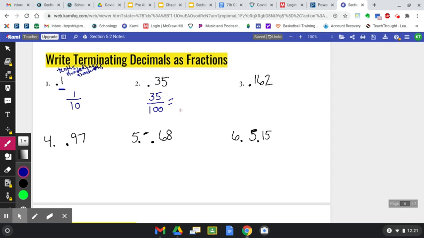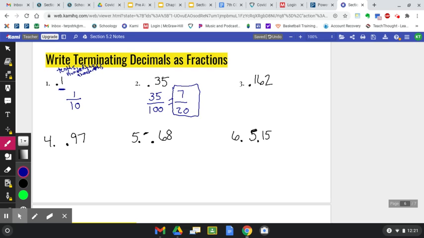Now, I want to write it in simplified form. So what I have to do is reduce it, right? And I know that 35 is divisible by 5, and so is 100. So 35 divided by 5 is 7. 100 divided by 5 is 20. Now, these two do not have any common factors other than 1, so that is my simplified form.